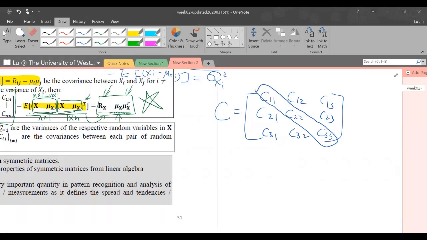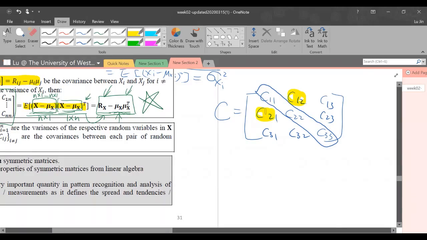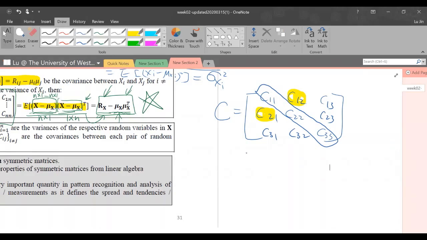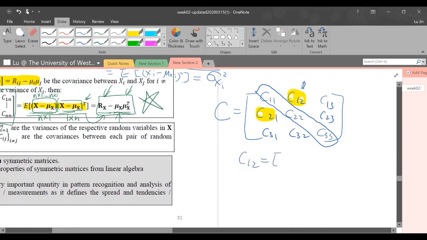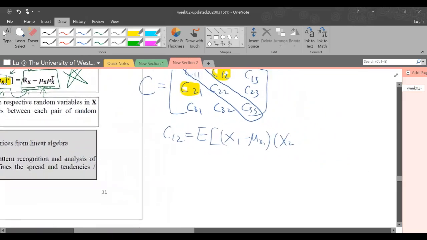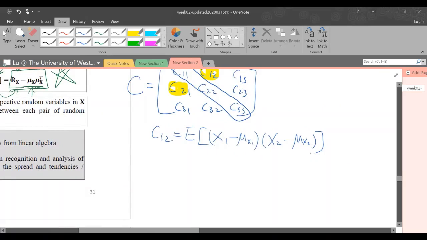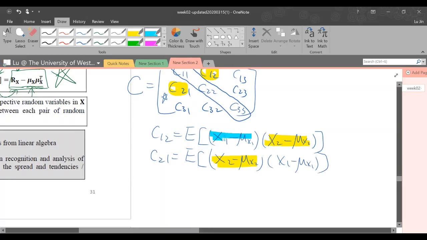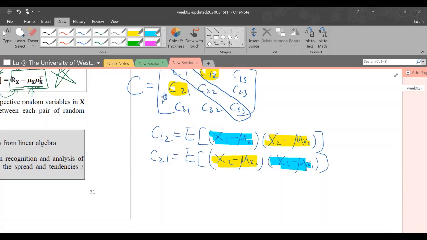And off the diagonal direction, let's focus on this one and this one. What is C12? The C12 element is actually the expectation of x1 minus mu x1 multiplied by x2 minus mu x2, by definition, right? What is C21? C21 is the expectation of x2 minus mu x2 by x1 minus mu x1. Can you say this term and this term are the same? And between the 2 terms of each of these 2 formulas, we are actually calculating the product. So the order of these 2 terms is not important at all. You can just interchange the position of these 2 terms.